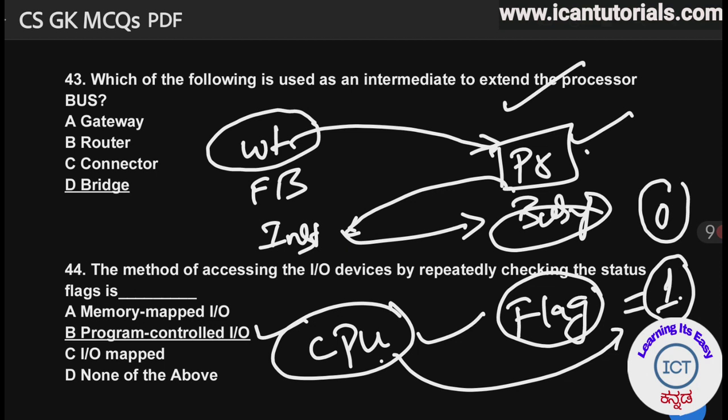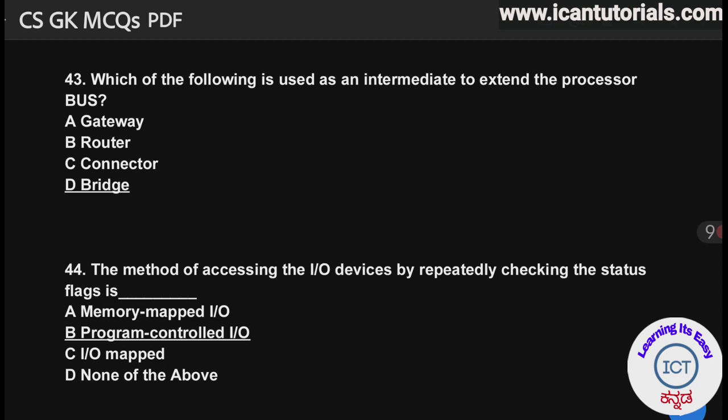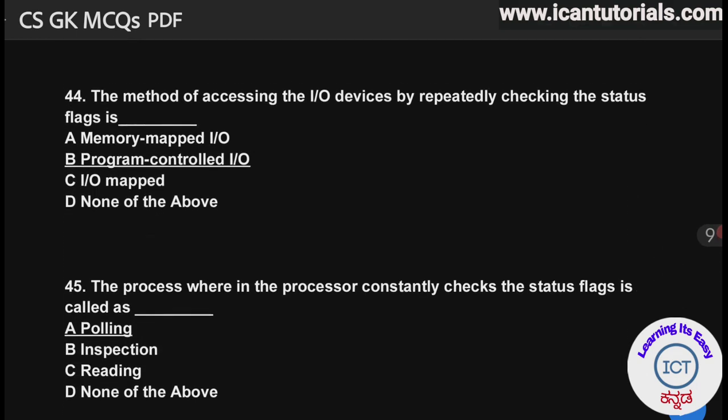Okay, printer is used by someone, so the printer is busy. So flag will be set to 1. Processor CPU will keep on checking what is the value of status flag. If the value of status flag is 1, printer is busy. If the value of the status flag is 0, the printer is free and the printer will be allocated to some other application. That is the meaning of the program controlled IO. Let's check out 45th question.